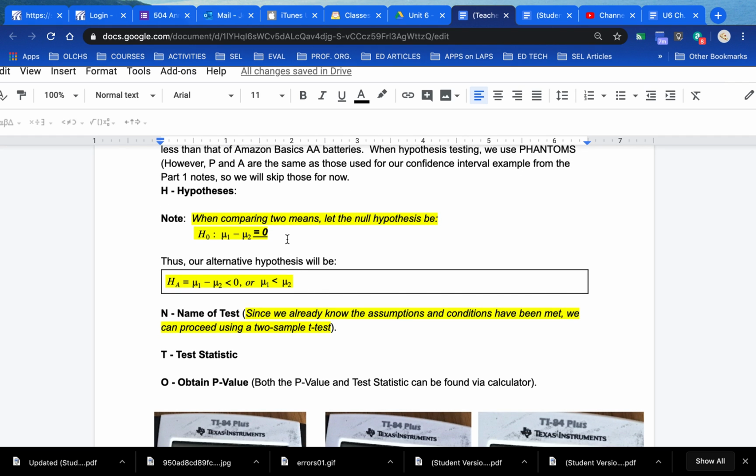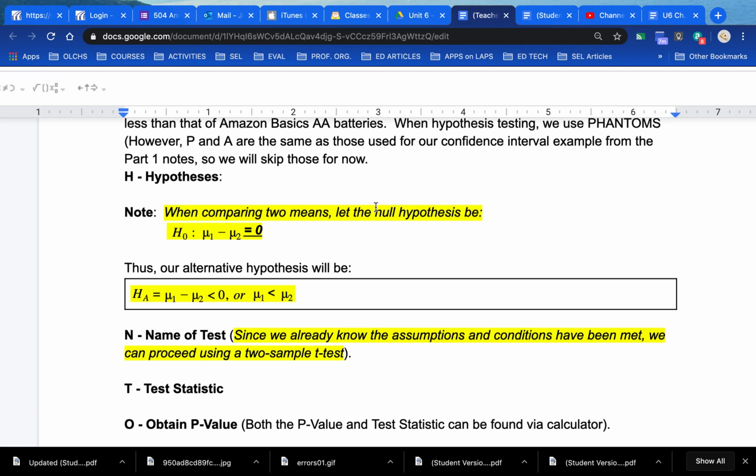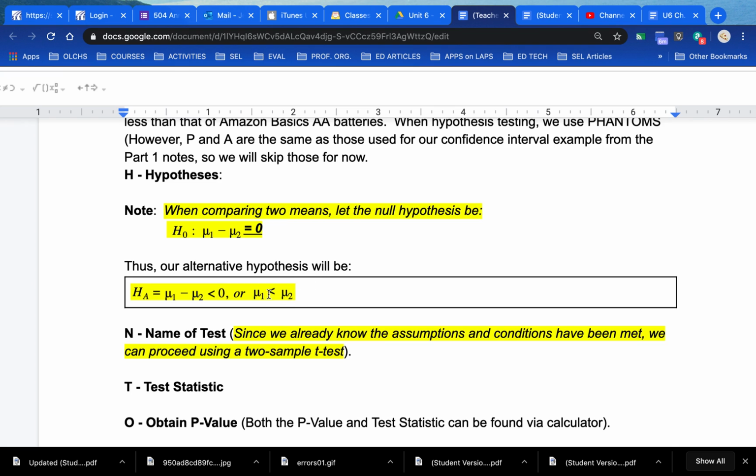So in this case, no matter what you did, when you're comparing two means, your null hypothesis should be that there is no difference. Now, my alternative hypothesis, because I put Energizer first, was that the difference between Energizer and Amazon would be less than 0, or negative, implying Energizer has a lower battery life than Amazon. If you had done it the other way around, then you would have been saying mu1 minus mu2 is greater than 0, or that mu1 is greater than mu2. Anyhow, that's up to you. However you assigned or defined that will later show up when you type it into your calculator.